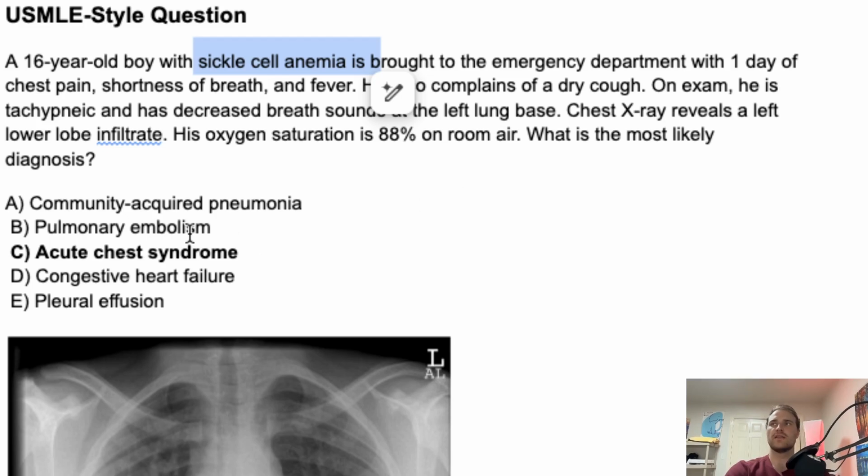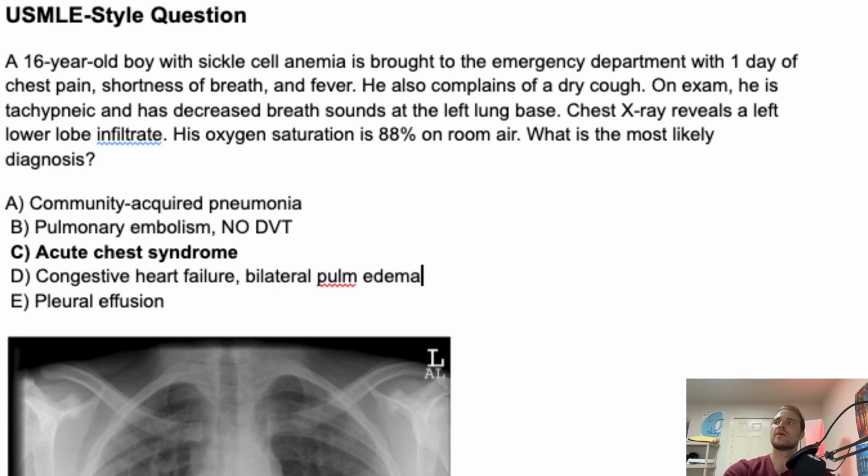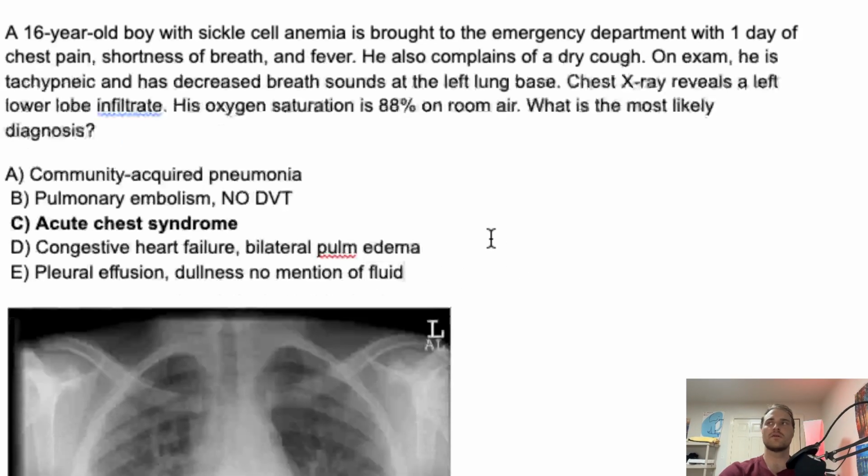Pulmonary embolism is rare in teens, and it wouldn't cause fevers or infiltrates. And also there's no DVTs, so you wouldn't think that. Congestive heart failure, that's not typically seen in young sickle cell patients. You would see bilateral pulmonary edema and not a localized infiltrate. Pleural effusion, this would cause your dullness, but not always an infiltrate or a fever, and there's no mention of fluid on the x-ray. You wouldn't see any of that.